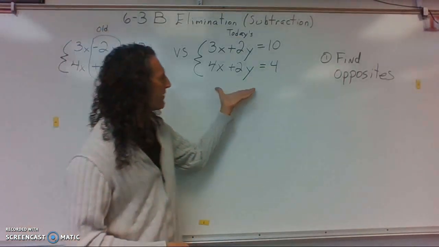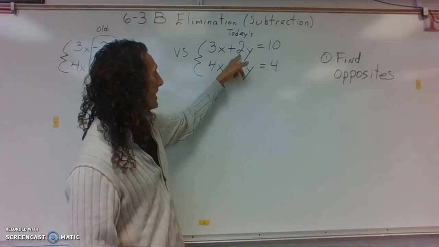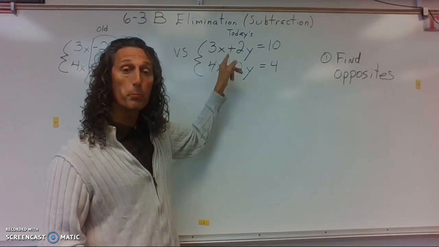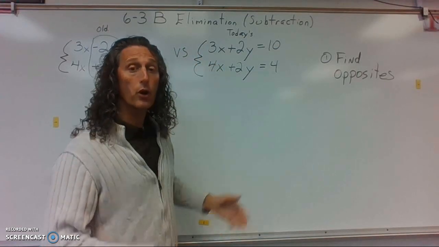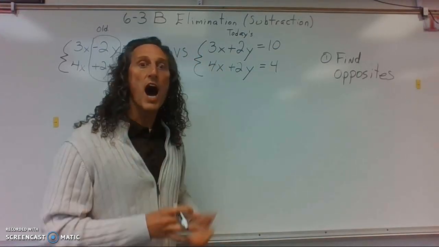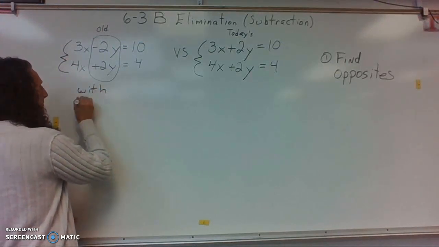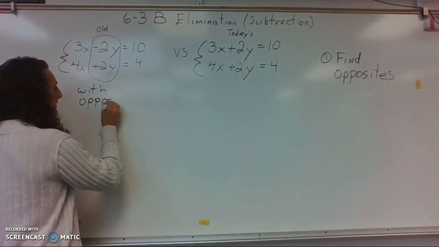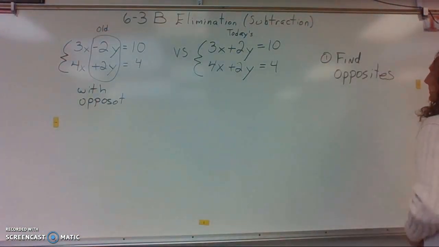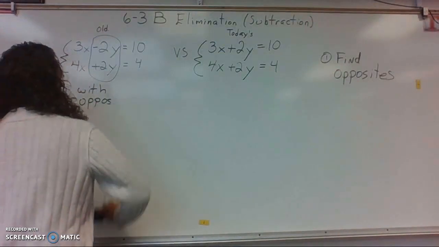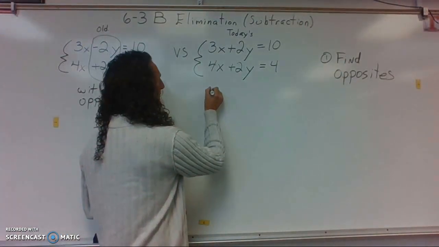Now over here, though, we have that problem. There's no opposites. Same numbers, but they're both positives. These aren't even the same numbers. So the main difference was opposites. This was with opposites, and this was without.